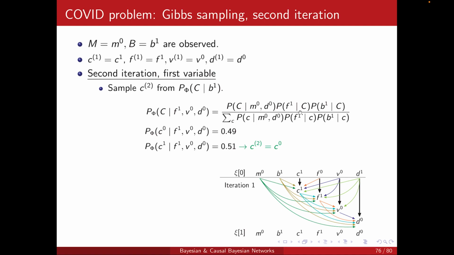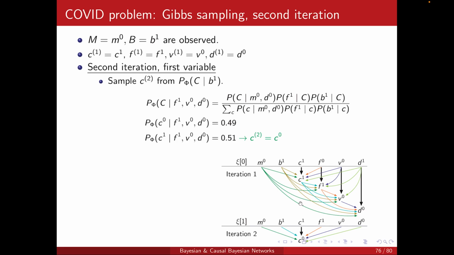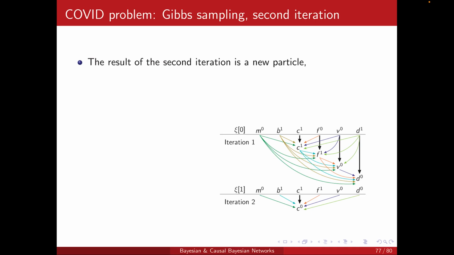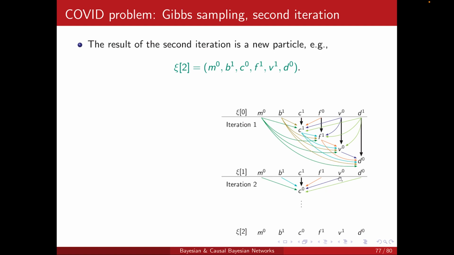I will get these conditional probability distributions. If I insert the values from the CPDs, this is what I will get, and then I can update and get, for example, C1 or C0. So I'm using these updated values. You see I'm using all of the updated values from the previous particle here, and that's how I update C0. And the same story goes with the other ones. So I can do the same for F1, V0, D0, and I will get the whole new particle, and this will be the basis for the third iteration and so on.